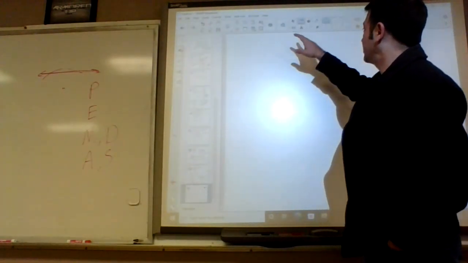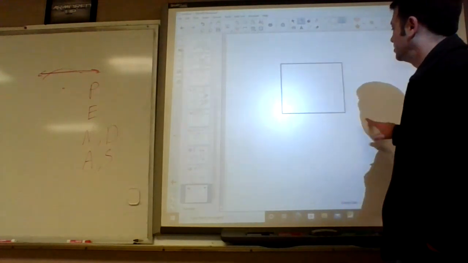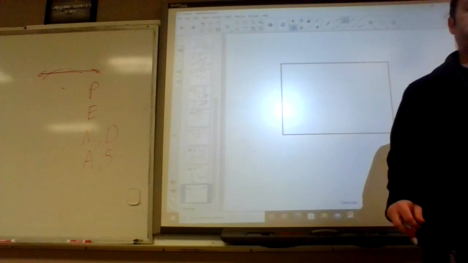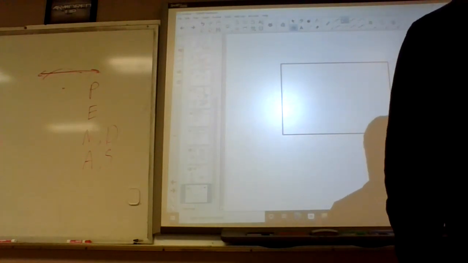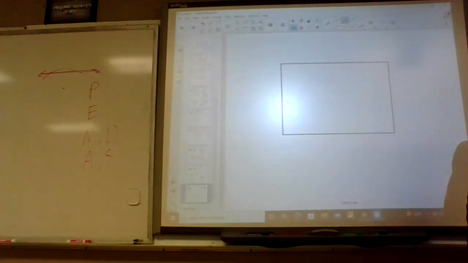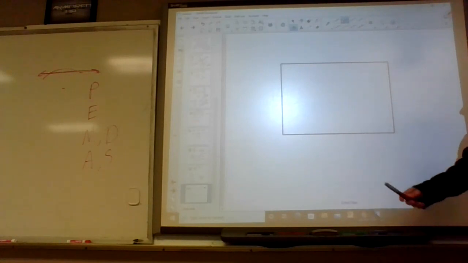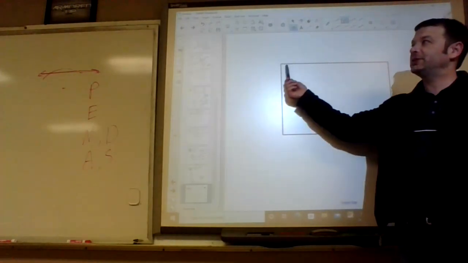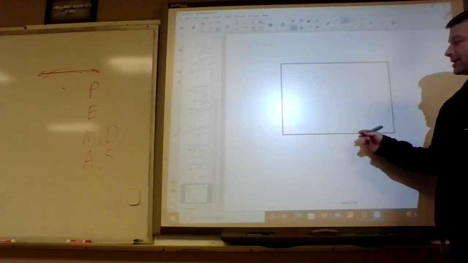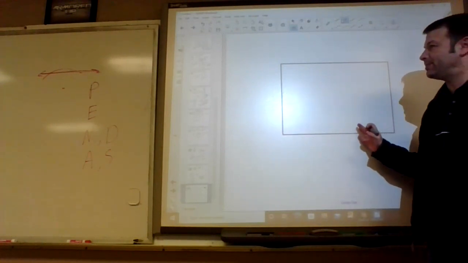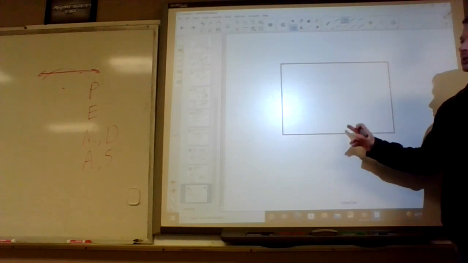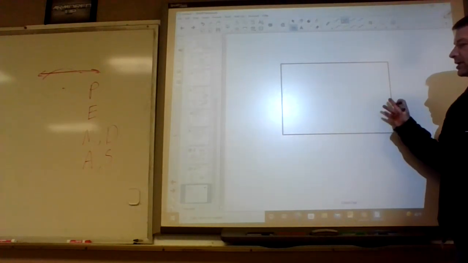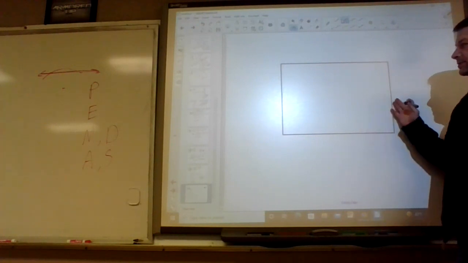So it's a rectangle, and if it says it has 46 feet of fencing, what does that tell us? The perimeter is 46. Yes, that means all these sides together should add up to 46. Now, how can I label these sides? The only thing he said about the sides was he wants the length to be 7 longer than the width. So how can I label these?